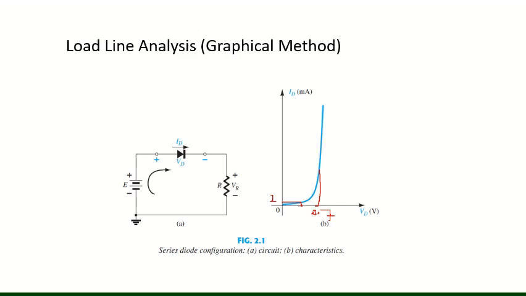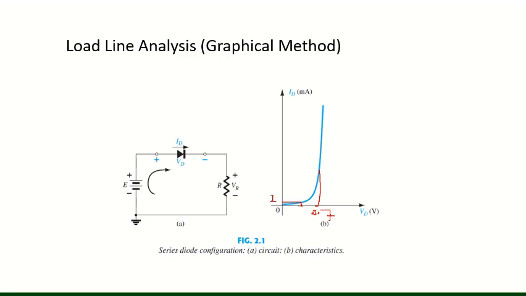So can you see the curve? There is a curve here. If you keep on increasing the voltage until the 0.7 threshold voltage is achieved, just see that the current is increasing gradually.